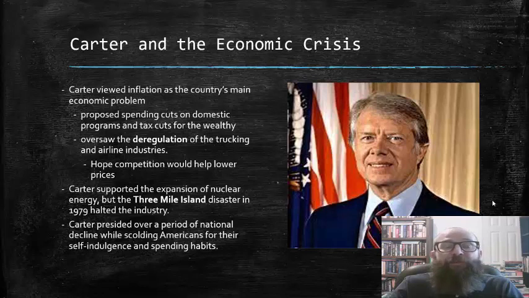Carter also supported the expansion of nuclear energy, which seemed for a time to be the answer to the American dependence on foreign oil and energy resources. But the Three Mile Island disaster in 1979 halted the industry. Three Mile Island was a nuclear power plant in Pennsylvania that had a meltdown that caused some nuclear fallout in the region. And this basically scared the administration and many Americans from continuing to push for nuclear energy expansion.